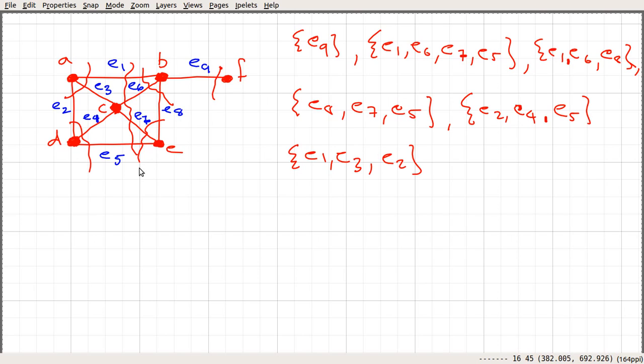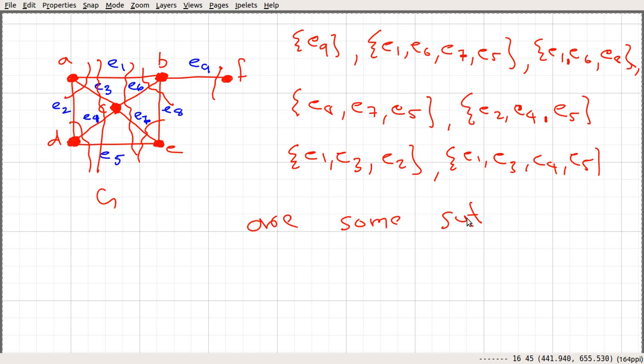And if you consider this portion, this set E1, E3, E4, E5, these are some examples of cut sets in this graph G. Similarly, you can also find other cut sets like E2, E3, E6, E8, and another one like E2, E4, E7, E8.